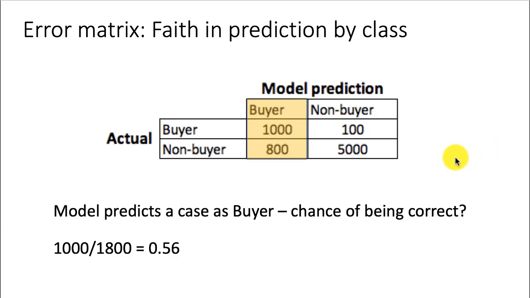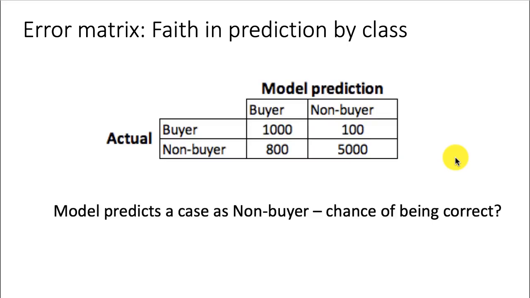On the other hand, if the model says somebody is a non-buyer, what is the chance of that being correct? It's very high. It's 5000 by 5100, because there are very few situations in which this misclassification happens. So if the model says somebody is a non-buyer, the chance that that person is a buyer is quite low. So prediction of non-buyer is usually quite accurate.